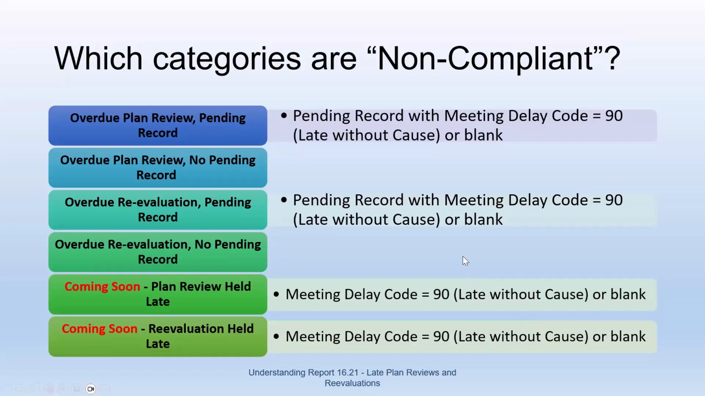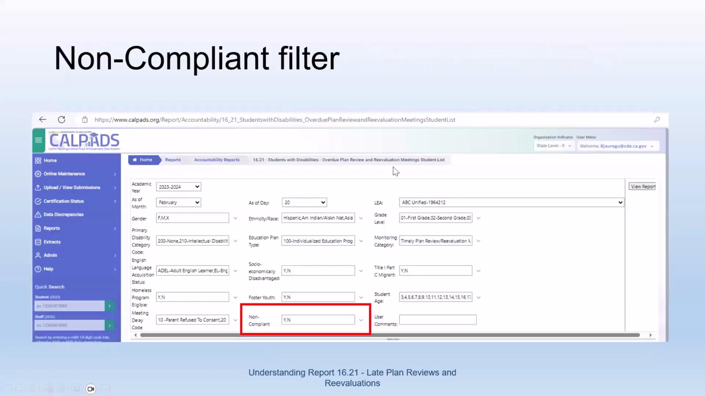All right, so with that, I think I'm going to, oh, here's the non-compliant filter, by the way. So in report 1621, when you're looking at the filter options, right down here, you can see it in red, non-compliant, yes, no. So if you select yes, you're going to get all those meetings that fall into the non-compliant category. And then if you filter for no, you get all those that are compliant. All right, so I'm going to pause for questions.